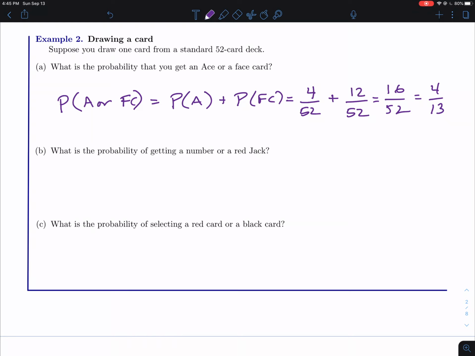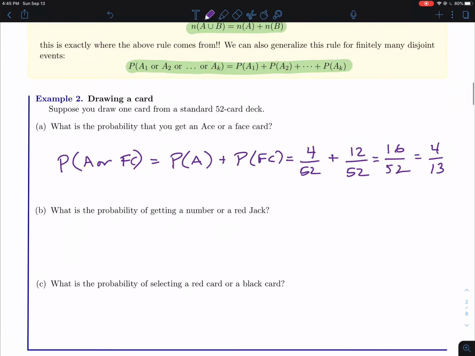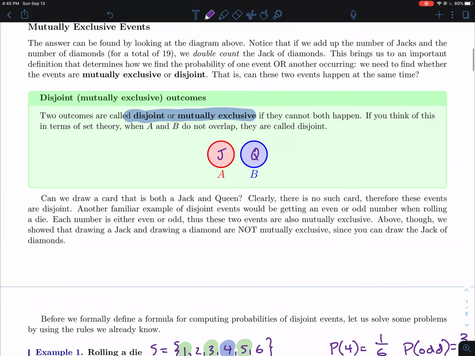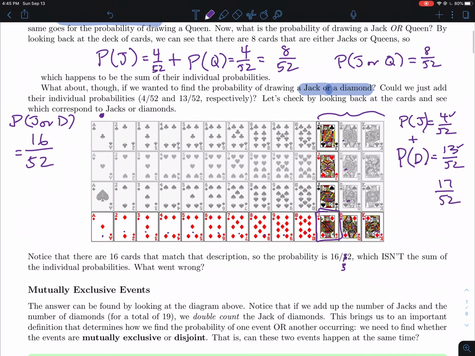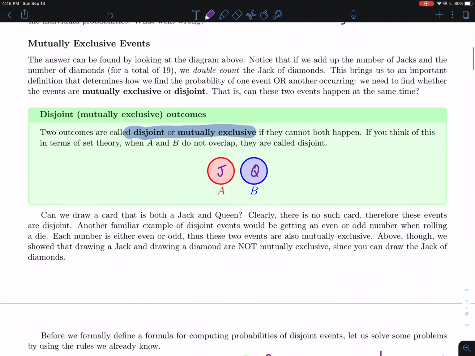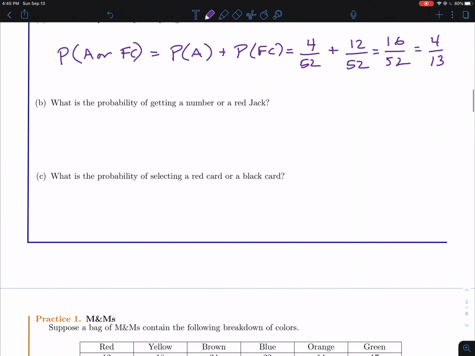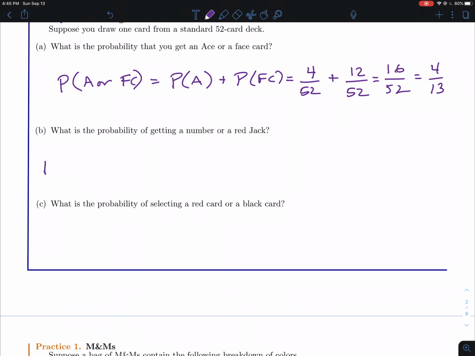All right, so what's the probability of getting a number or a red jack? So again, if we go back to our little chart here, just to remind us, numbers are all of these guys. The jacks are just going to be these. So again, they're totally disjoint. Numbers and jacks are totally different cards, so there's no overlap between them. So I'm looking for the probability of a number or a red jack.